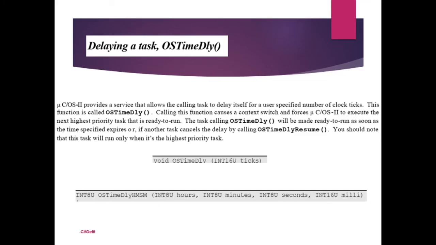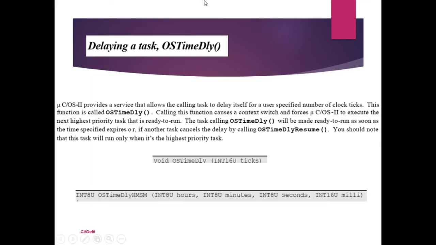The next function is OS time delay, and this function is called when a task is to be delayed for a period up to 65,535 system clock counts. That means if we need to delay a task for some time, we can pass the argument which is used for delaying that task. That means if you are giving a delay of 100, then after 100 the task will run, only if there is no other higher priority task than that.